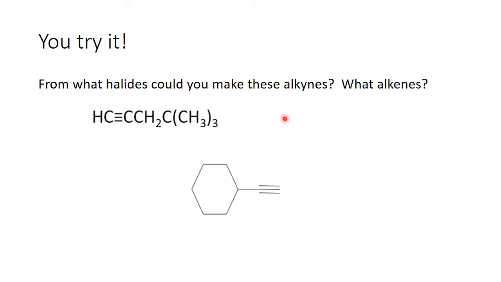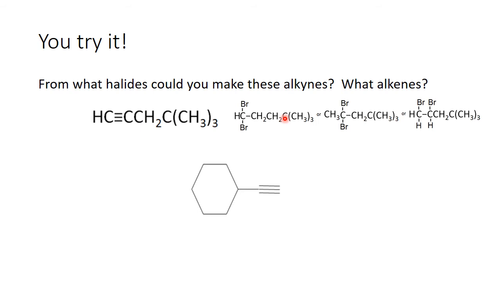Okay, well, we see this is a terminal alkyne. We could use any of these halides right here. We could use a vicinal dihalide. We could use either of these geminal dihalides, although this one may give us an internal alkyne. Right here, if we treat this with 2 potassium hydroxide, we would form the terminal alkyne.